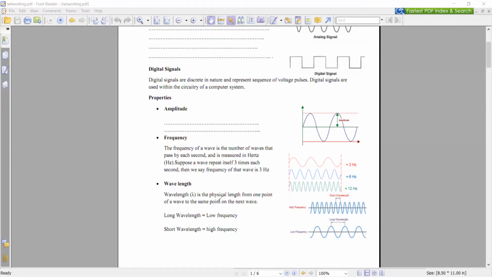Wavelength, lambda, is the physical length from one point of a wave to the same point of the next. That means if you are starting from here up to here, that is the wavelength. If you have a long wavelength, low frequency. Short wavelength, high frequency, right? Frequency means the number of waves.